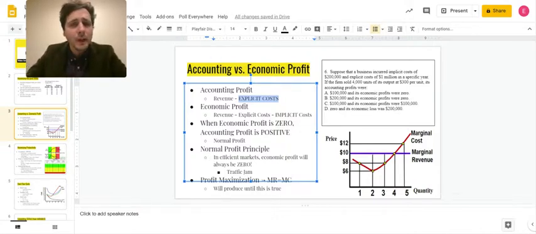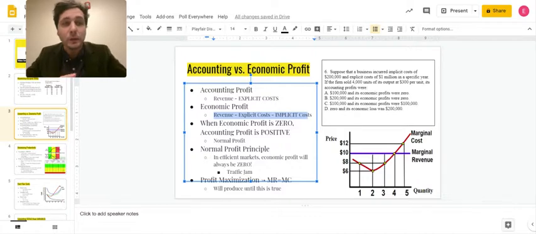Economic profit is a little different than that. Economic profit is revenue minus your explicit costs, yes, but also your implicit costs. What do we mean by implicit costs? We mean your opportunity costs. What have you given up for this choice? Oftentimes this is foregone wages. I could have been working here, I could have been doing that, but instead I started my own business, right?